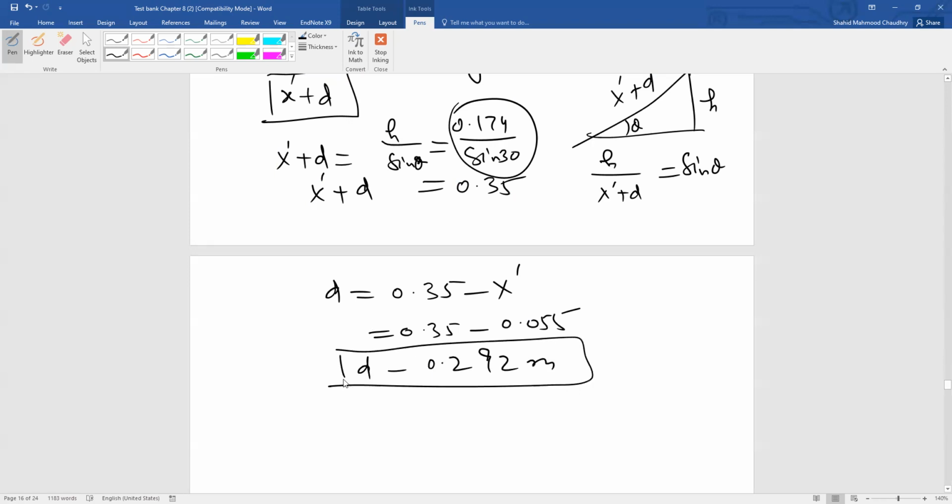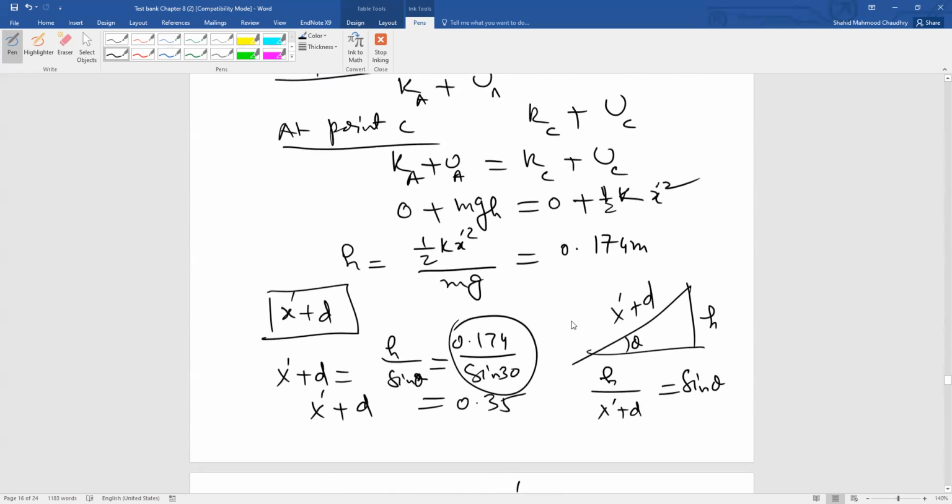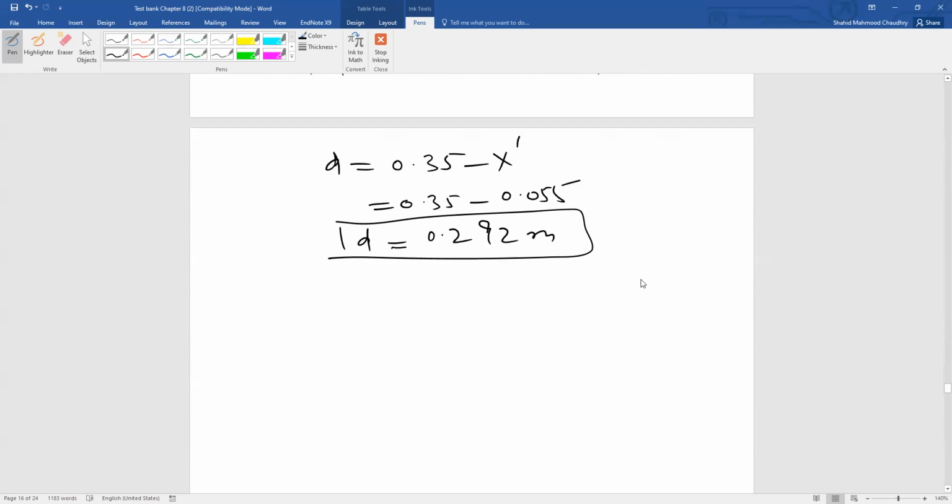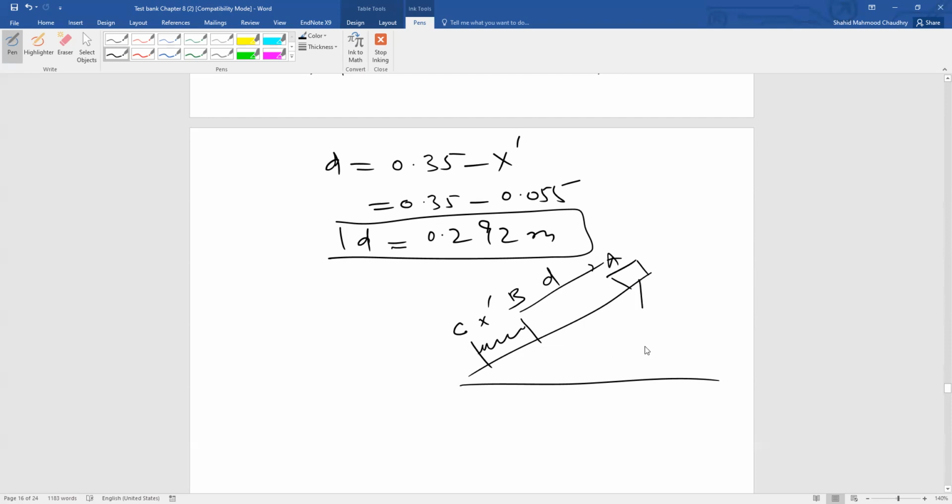Okay, after this, now to find the speed, what we want to apply? See this one, this is a block and this is the spring, and this is D and this is x dash. This is point A, this is point B, and this is point C. We know this is H. Now we want to find the speed at point B. So we apply the law of conservation of energy at point A and at point B.